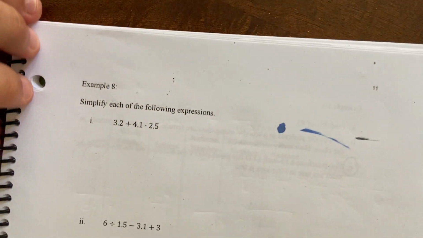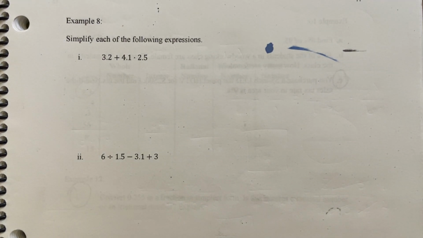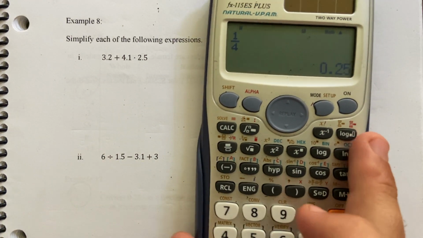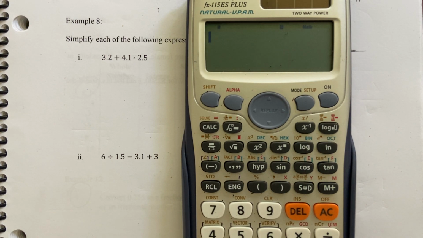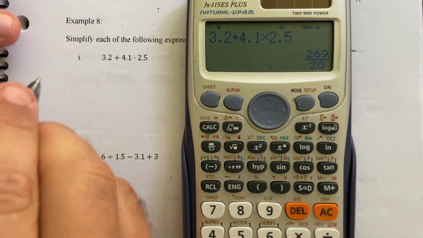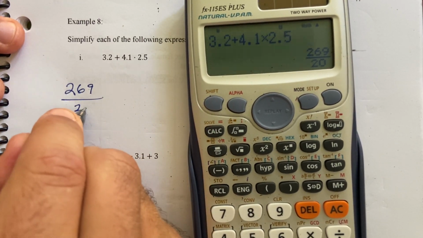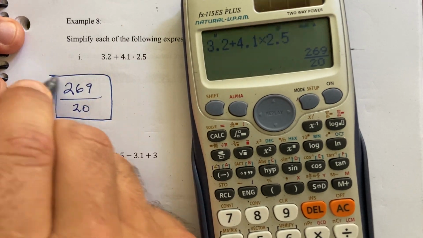Going on to page 11, simplify these expressions. This is more order of operations stuff, so GEMDAS, PEMDAS. For sure with the decimals, I'm going to strongly encourage the calculator, so 3.2 plus 4.1 times 2.5. Just hit equals. It's giving us 269 twentieths, so that would be totally fine.